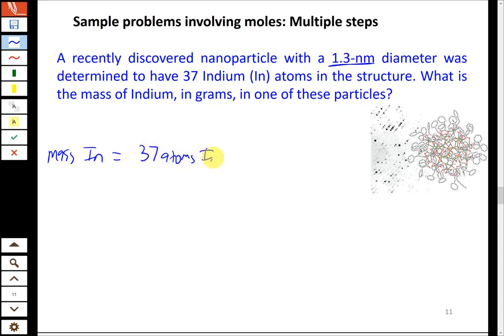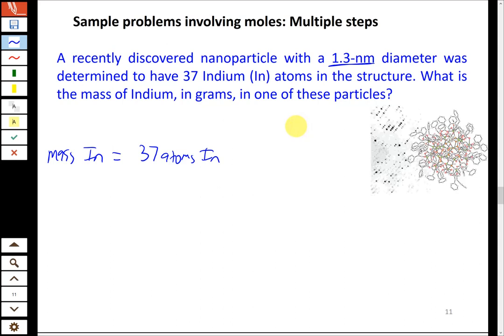So there's 37 atoms of indium. We want to know what the mass of those is in grams. Now we don't have a direct conversion factor from atoms into grams because we don't know the mass of one atom of indium. We just know the mass of 1 mole from the atomic mass. So this is going to be one that involves 2 conversions.